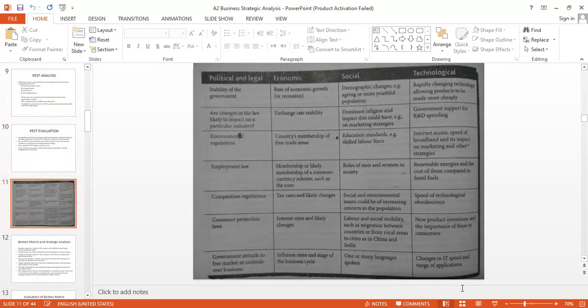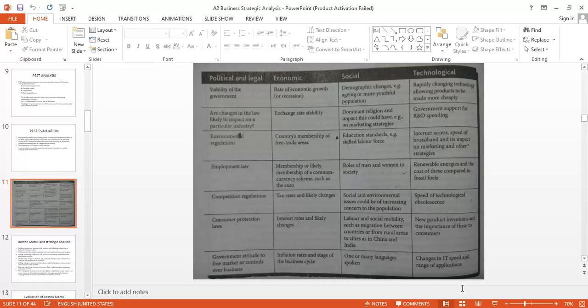So what are the political factors? Previously, of course, we used to club the political and legal factors together. Now the legal is separate. So, stability of the government is definitely very important. If the government is stable, it means policies are stable. Environmental regulations, employment laws, competition regulation. What is the government's overall approach to business and the environment in which it will operate?